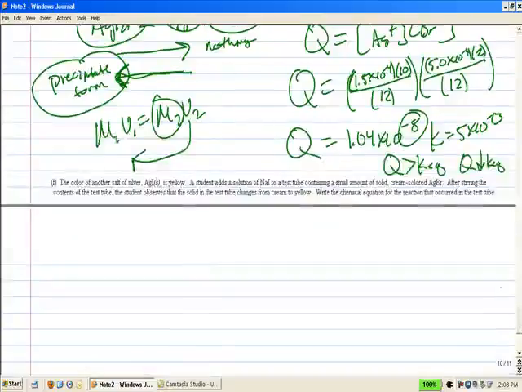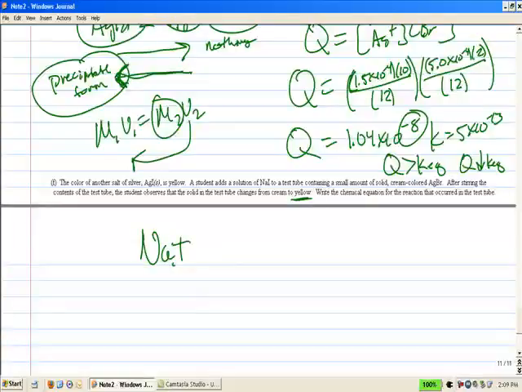Okay, and then the last one, the color of another salt of silver, AgI, is yellow. A student adds a solution of NaI to a solution of AgBr. After stirring, they do see that the yellow forms. Write the chemical equation that occurred in the test tube. Now this is pretty straightforward. You've got NaI and you're reacting it with AgBr.